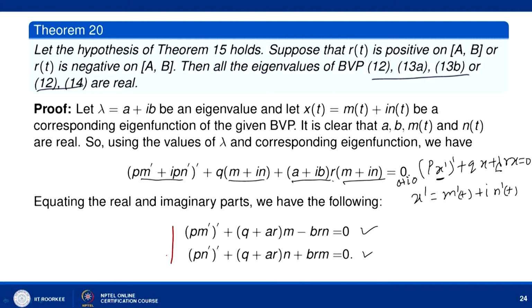Okay. So now once we have these two equations, our aim is to prove that this b is basically 0. If b is 0, then lambda is real. So we want to prove that this b is 0. What we try to do here is simplify this, and for simplifying this, you just multiply the first equation by n and the second equation by m and try to make it simple.